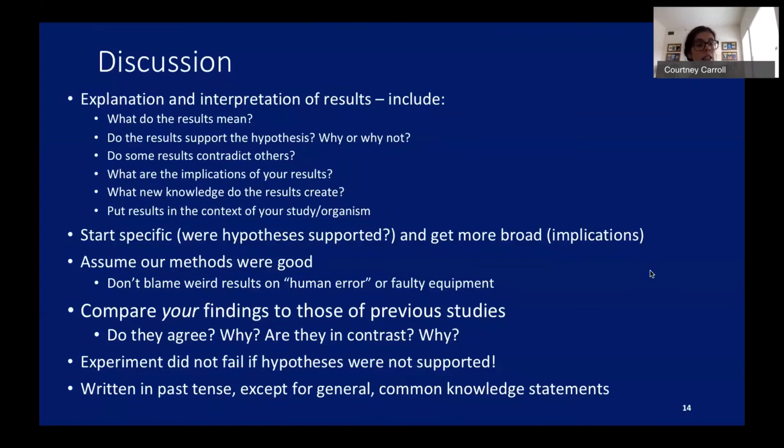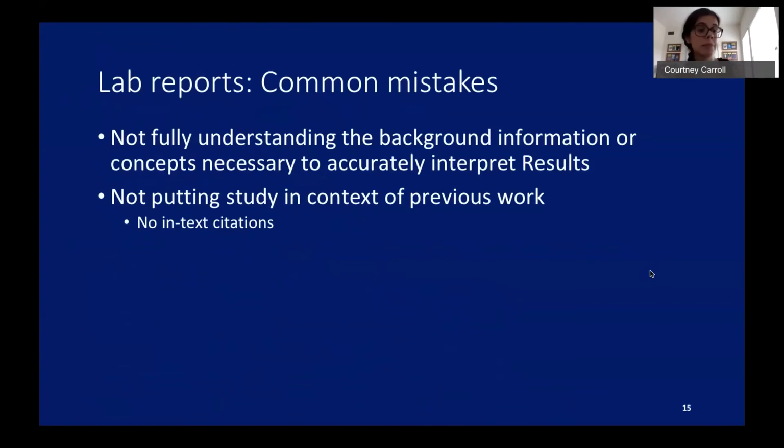And again, discussions are written in the past tense. The exception is when you're talking about common knowledge statements. Those you can write in the present tense. Cells are the foundation of life. Present tense because it's a general knowledge statement. The specifics are written in the past tense because they're talking about experiments you did in the past. Common mistakes here: not putting things into context and not fully understanding the background information necessary to accurately interpret your results. This is the thinking part. So in your discussion, this is when you need to really think about things.